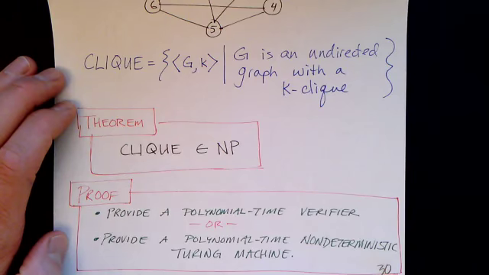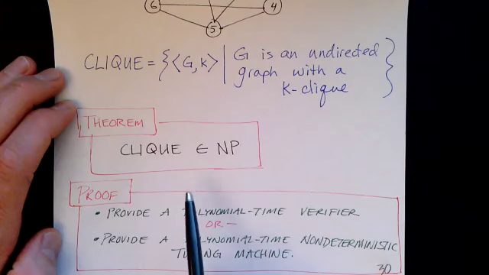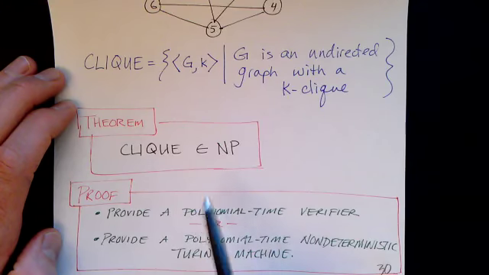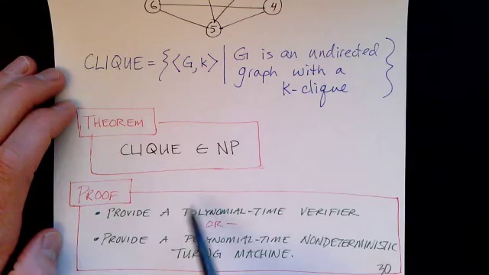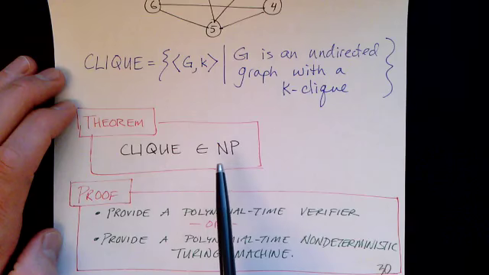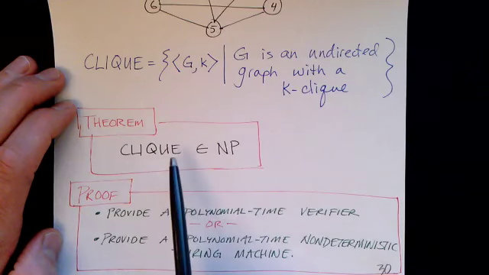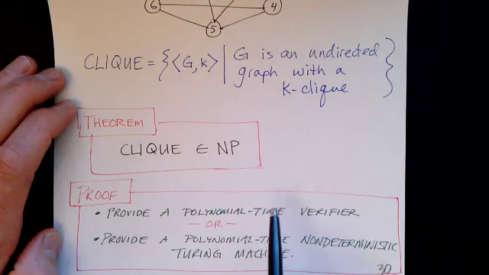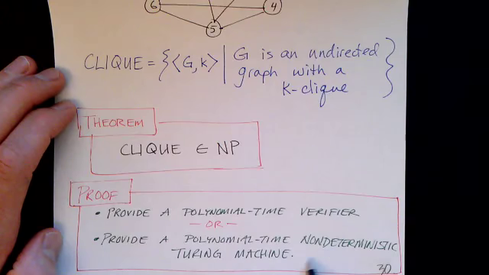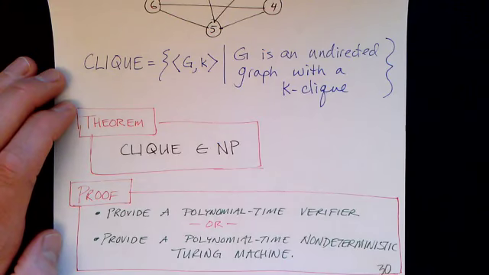I won't go any further with this clique problem, except I did want to mention that this general approach is true of many problems in proving they're a member of NP. There are two different approaches. For any problem, whether it's clique or something else, it suffices to either provide a polynomial time verifier or provide a non-deterministic Turing machine that decides the problem in polynomial time. So this is not special to clique. It's a consequence of the fact that we have two definitions for NP, and those two definitions are equivalent.